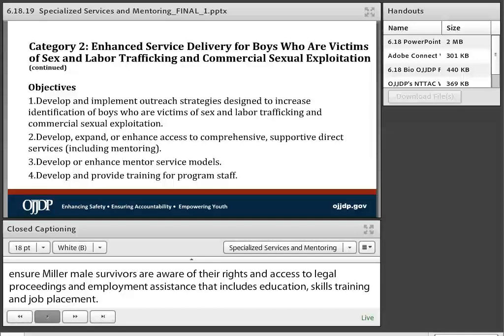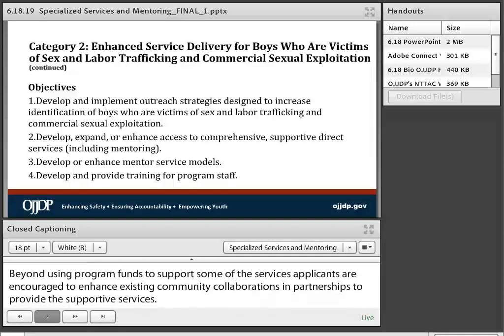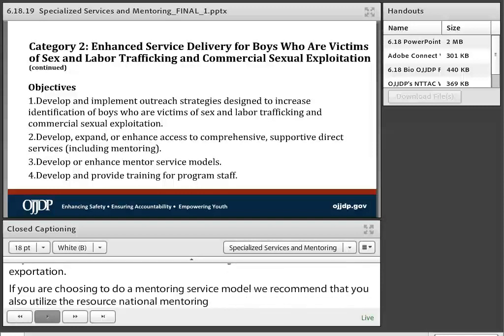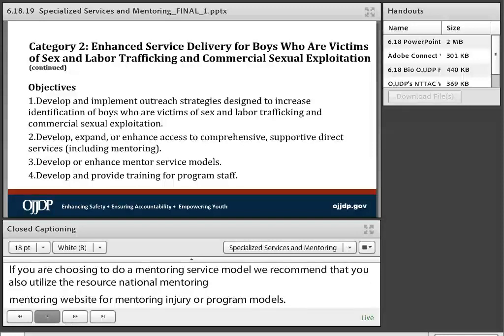Our third specific objective is to develop or enhance mentor service models for boys who are victims of sex and labor trafficking and commercial sexual exploitation. If you are choosing to do a mentoring service model, we recommend that you also utilize the National Mentoring Resource Center website to determine how to integrate the elements of effective practices for mentoring into your program models. Again, I'll have that link, and that link and additional information about how to access that resource is in the solicitation.